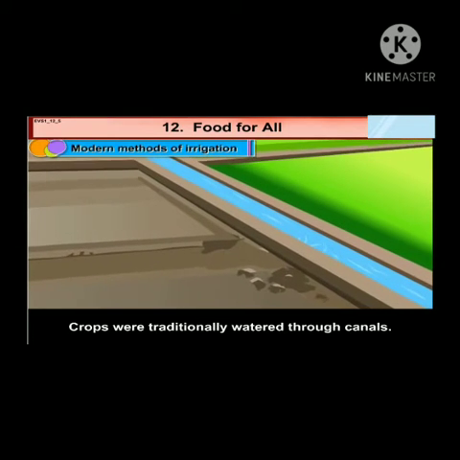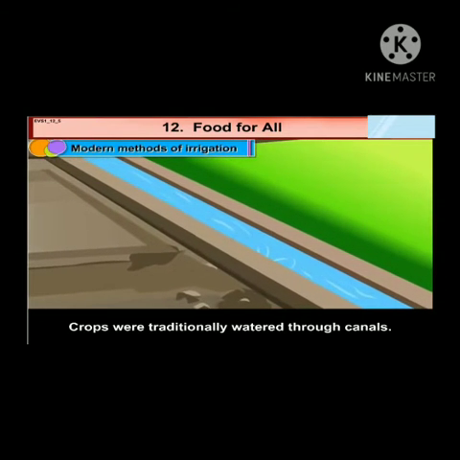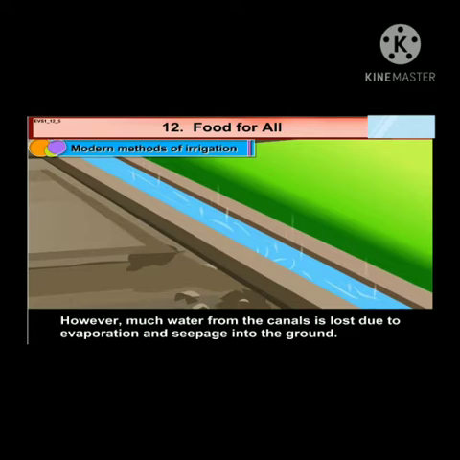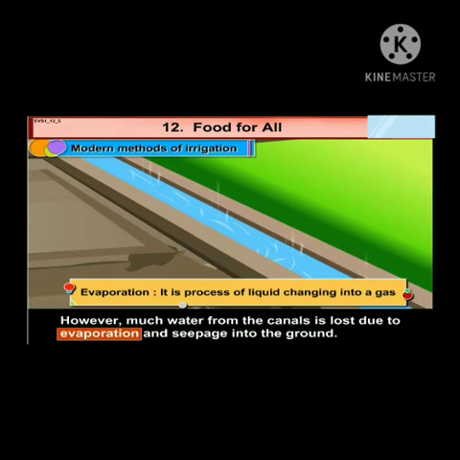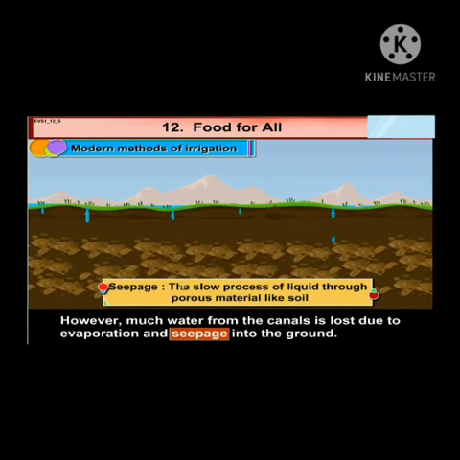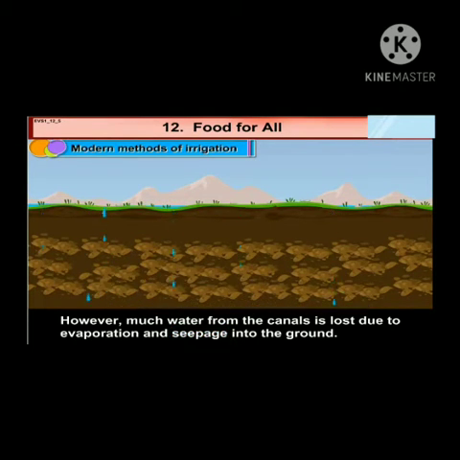Crops were traditionally watered through canals. However, much water from the canals is lost due to evaporation. What does it mean? It is a process of liquid changing into a gas. And seepage. What does it mean? The slow movement of liquid through porous material like soil into the ground.